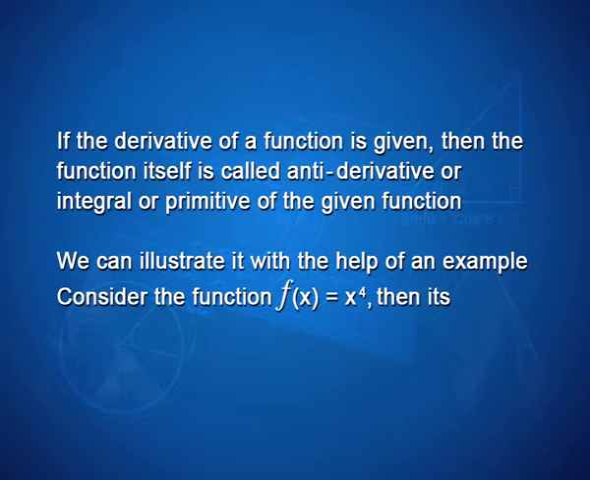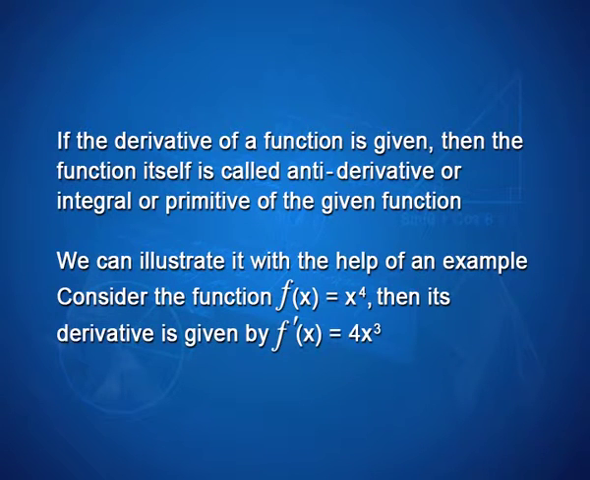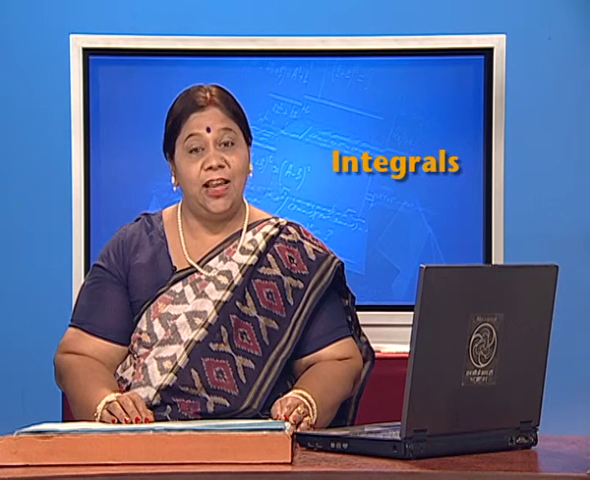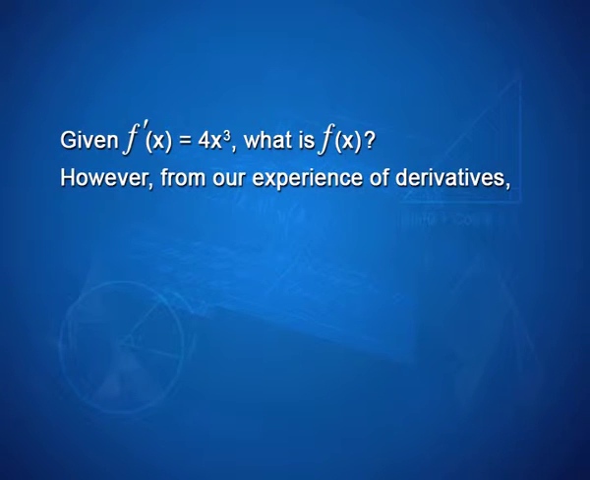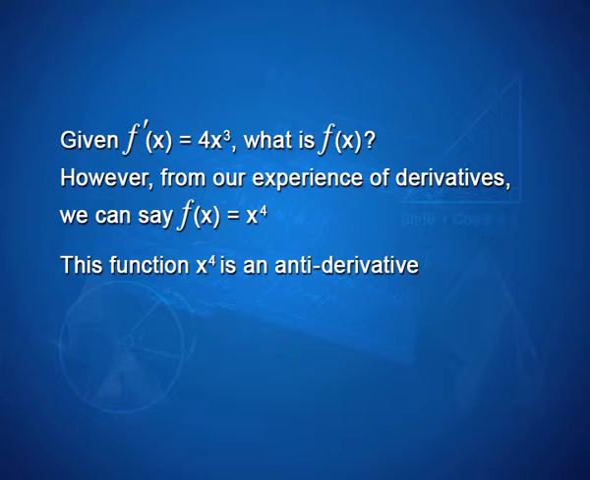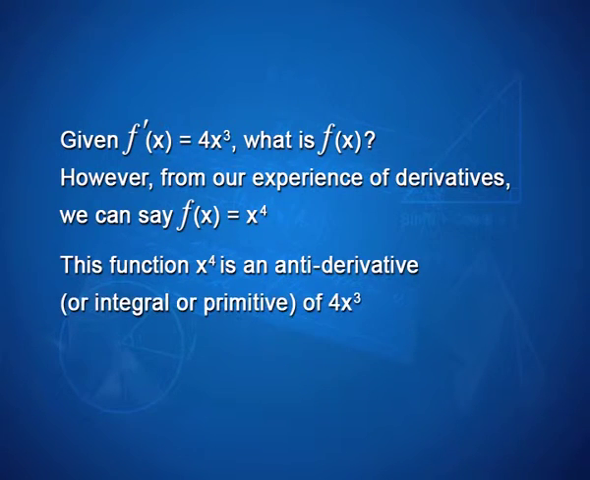Consider the function f of x is equal to x to the power 4, then its derivative is given by f dash x is equal to 4x cube. The question arises, given f dash x is equal to 4x cube, what is f of x? However, from our experience of derivatives, we can say f of x is equal to x to the power 4. The function x to the power 4 is an antiderivative or integral or primitive of 4x cube.